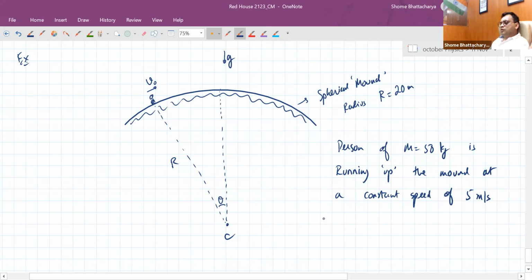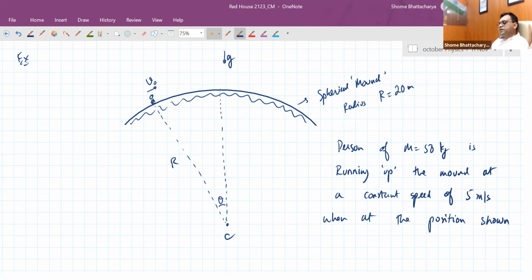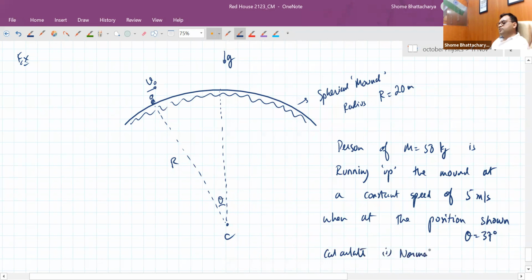So when at the position shown, in which we'll take the value of theta equal to, let's say, 37 degrees, calculate the normal reaction force and the net frictional force on his shoes.